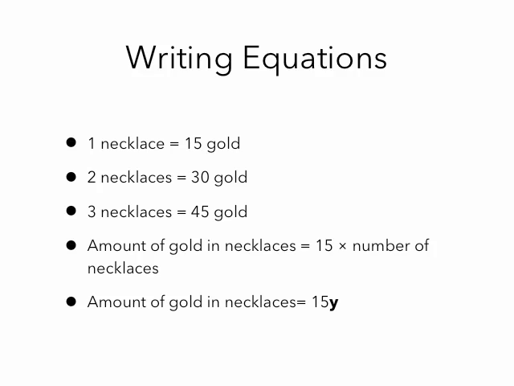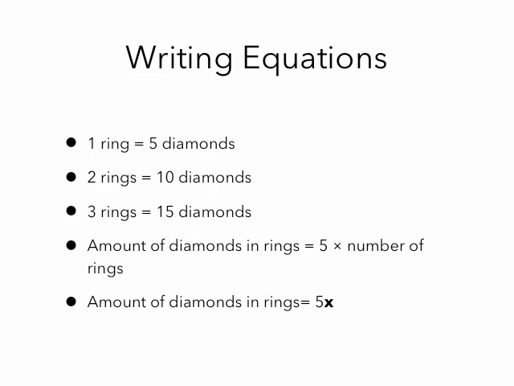Let's look at the gold for the necklaces. Now there's 15 gold in every necklace, so it's going up by 15 every time, and the amount of gold in every necklace is 15 times the number of necklaces. Since the number of necklaces is a variable, which we've decided to call y, the amount of gold in the necklaces is 15y. We can do this with diamonds too.